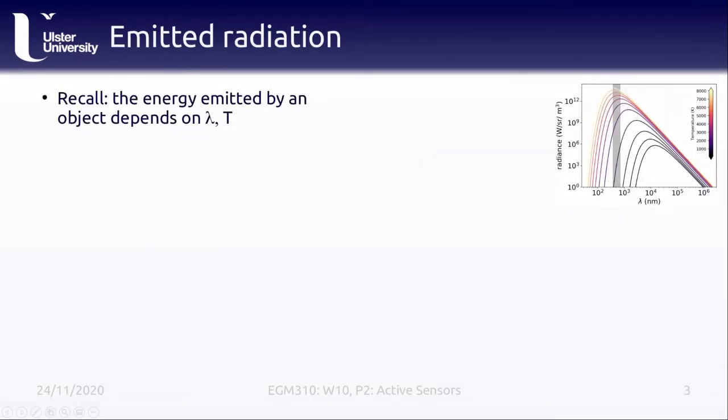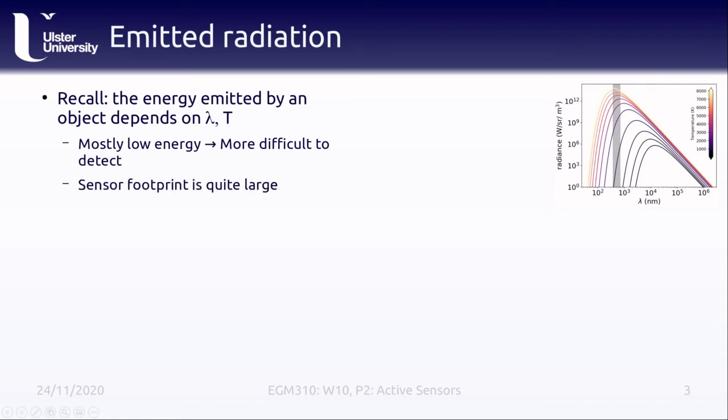Recall from last week's lectures that the energy emitted by an object depends on the wavelength we're observing and its temperature T. On Earth, where most surfaces have relatively low temperatures, typically below a few hundred Kelvin, this means that the amount of energy emitted is relatively low, and so it is also more difficult to detect. More energy needs to strike the sensor in order to be registered, which also means that the sensor footprint is quite large and the spatial resolution of the sensor is quite low.